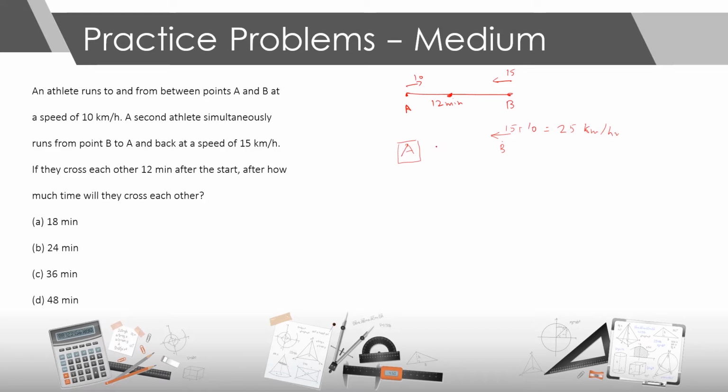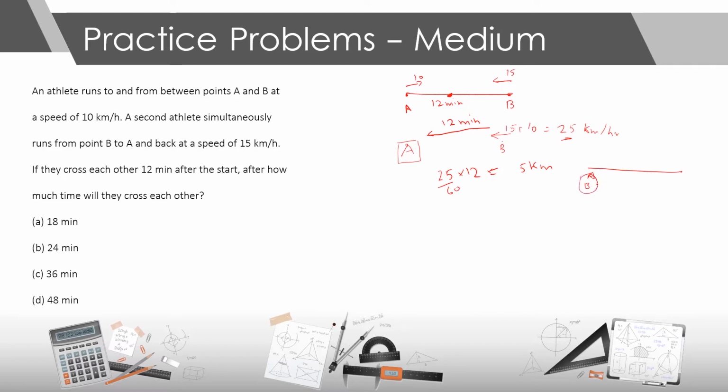So for A, B is approaching him at a speed of 25 kilometers per hour and B reaches A in 12 minutes. So what is the distance that B covers to reach A? 25 kilometers per hour into 12 minutes. If you convert 25 kilometers per hour to minutes, it becomes 25 by 60 into 12. So this comes out to be 5 kilometers. So the distance between A and B is 5 kilometers and B is coming towards A at a speed of 25 kilometers per hour. Now A will see that B met A.